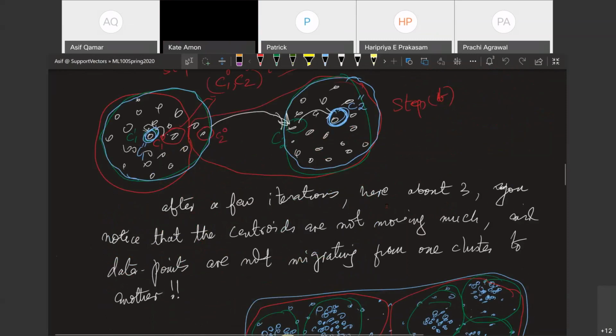There are many adaptations to it. For example, instead of k-means, you can take the median, right?